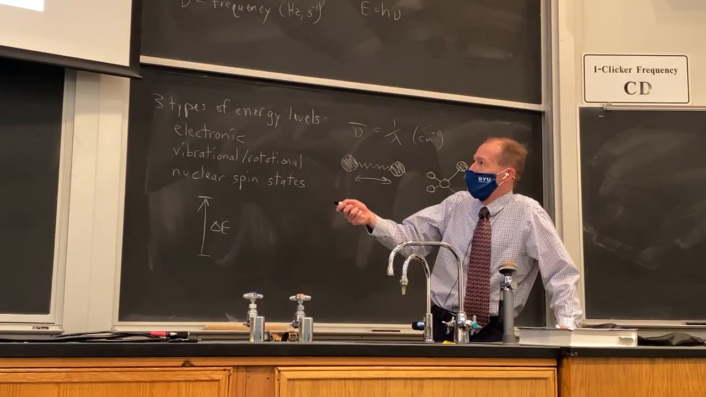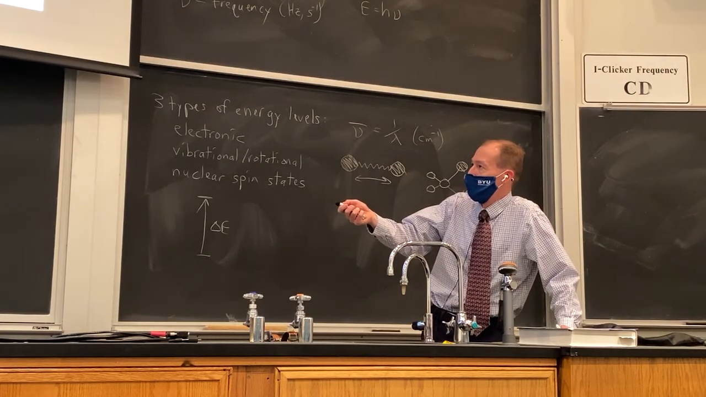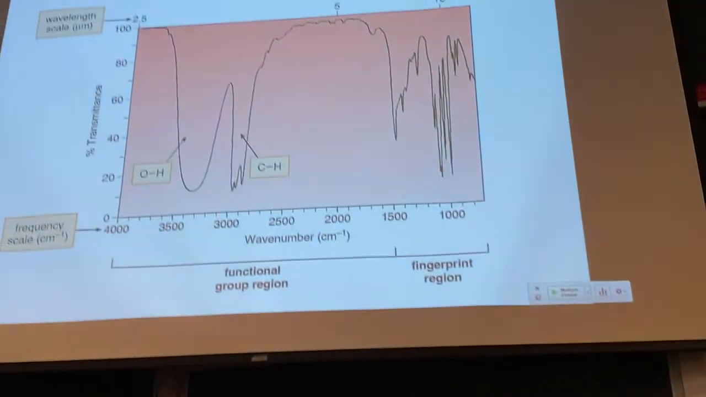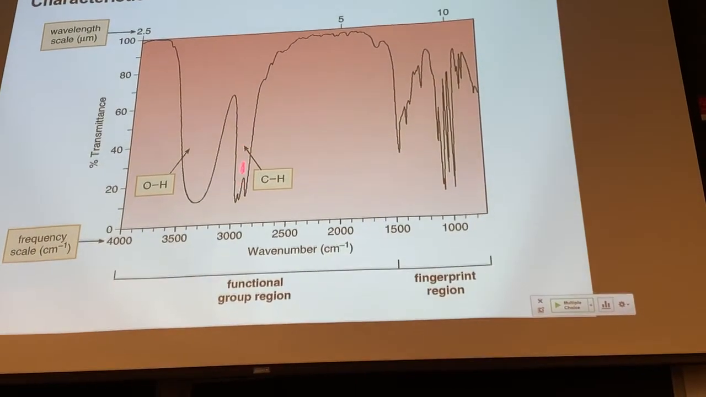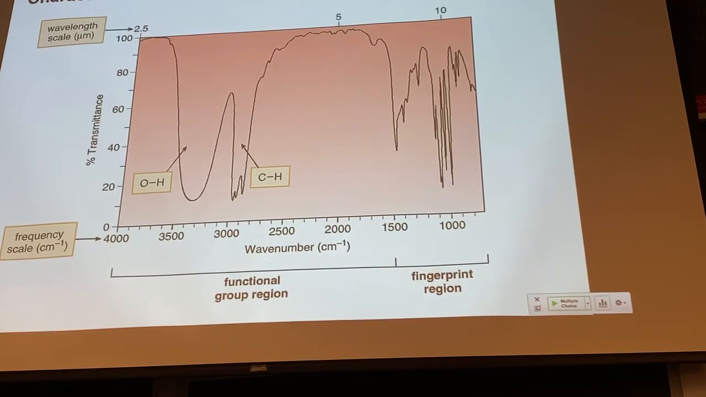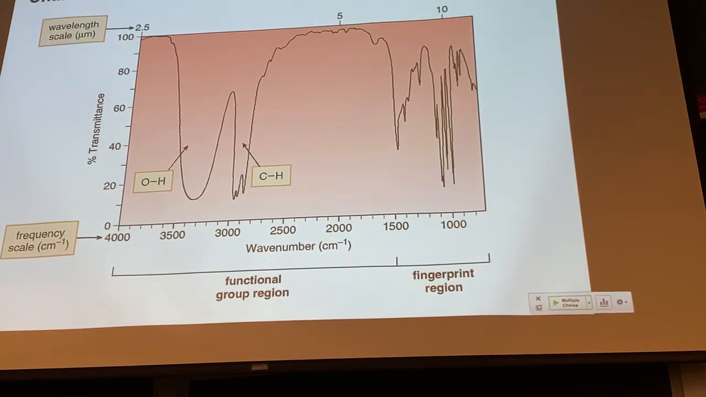We'll learn this tomorrow in class, but this peak is referring to an OH bond stretching. This is referring to CH bonds stretching. So by learning which types of bonds are present in a molecule, we get information about the functional groups in that molecule. So whereas mass spectrometry gives us information about the molecular weight of the molecule, IR spectroscopy is giving us information about the types of functional groups that are present.